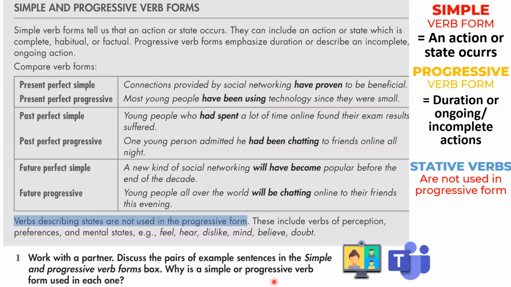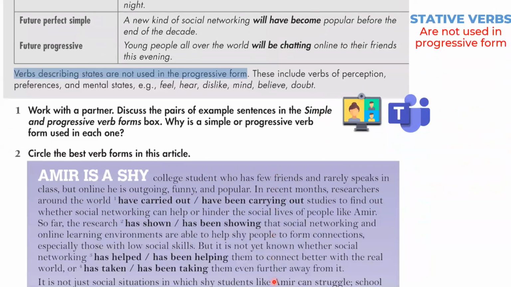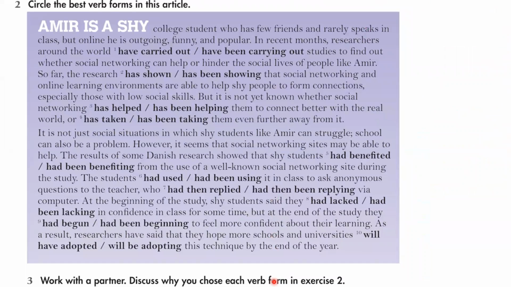Okay, let's move on. Well done. Now, in exercise number 2, you have to circle the correct verb form to complete the texts. So you have to read this text, and according to the context, you have to decide if you're going to use the simple form or the progressive form.